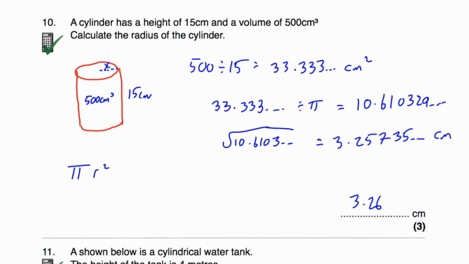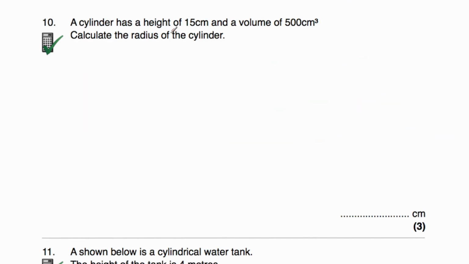So that's one approach. Alternatively, we could use the formula. So let's have a look at that approach now. In this question, we've been asked to calculate the radius of the cylinder. So the volume of the cylinder is equal to pi times the radius squared times the height. We know the volume is equal to 500, so 500 is equal to pi times the radius, and we don't know the radius, so let's just leave it as r squared, times the height of the cylinder, which is 15.